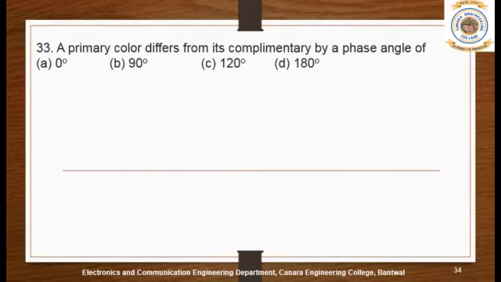Then a primary color differs from its complementary color by a phase angle of 180 degrees. So that is normally what we see with the primary and secondary colors, which are used in any CRT or any color mixing process.